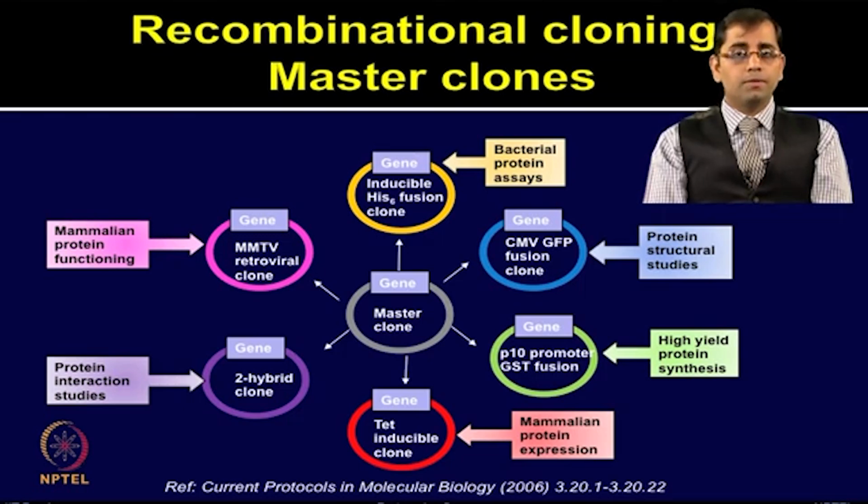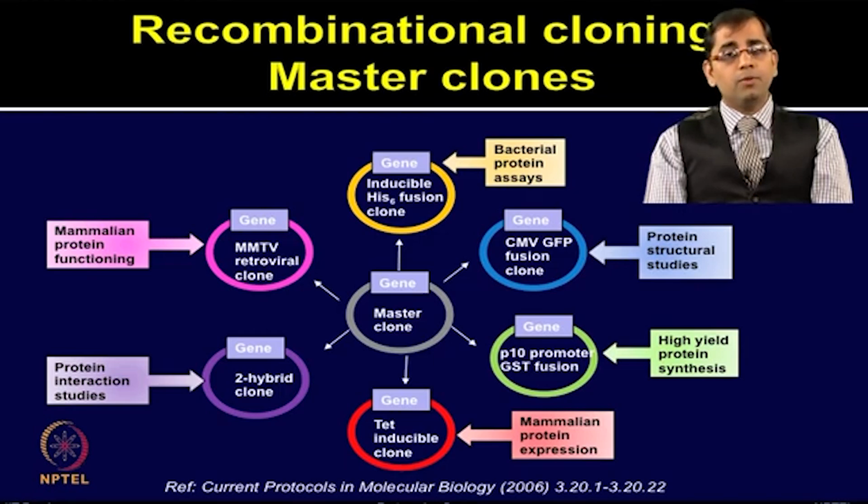Two hybrid clones. If your objective is to study protein interactions, then test the protein functions in the mammalian cell by using two hybrid clones, MMTV retrieval clones. If you want to perform mammalian protein functioning, you might want to use this vector to know what other proteins the protein interacts with.